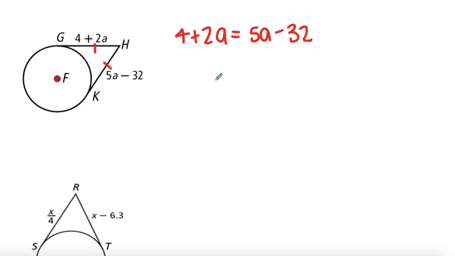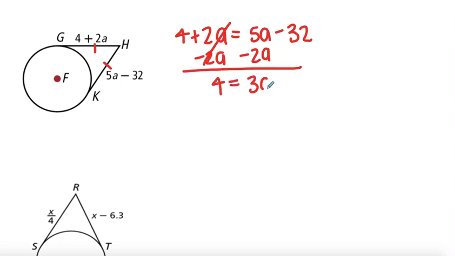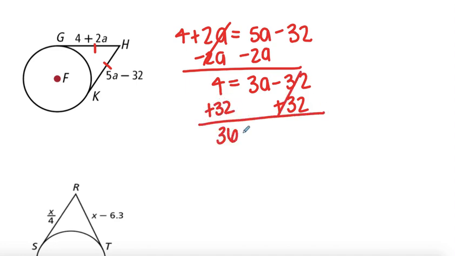First, I want to get all of my a's on one side, so I'm going to subtract 2a from both sides. So I get 4 is equal to 3a minus 32. And then I'm going to add 32 to both sides. So I get 36 is equal to 3a, and then my last step, divide both sides by 3. So I get a is equal to 12.